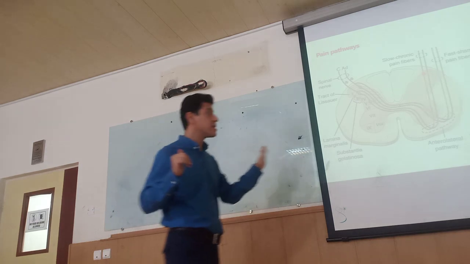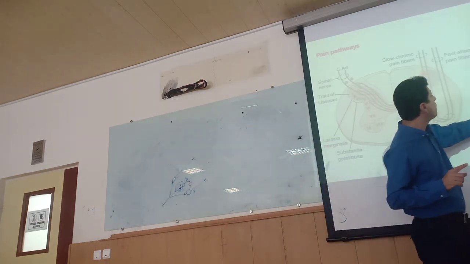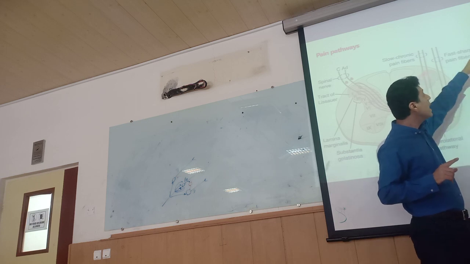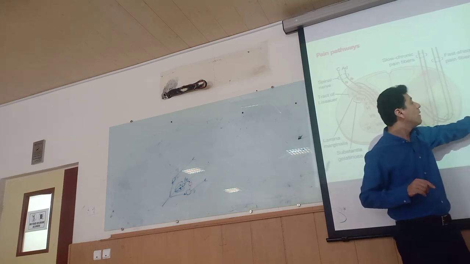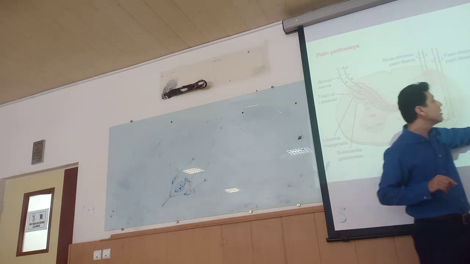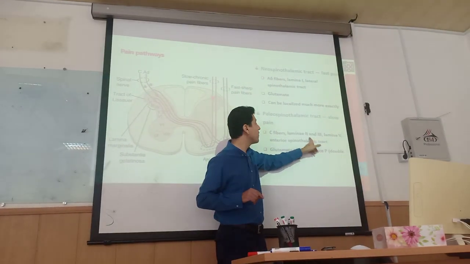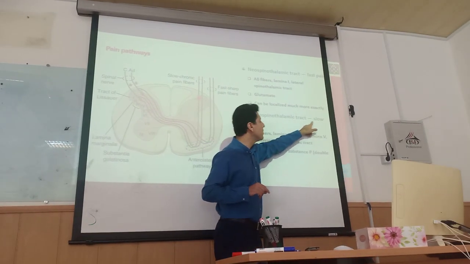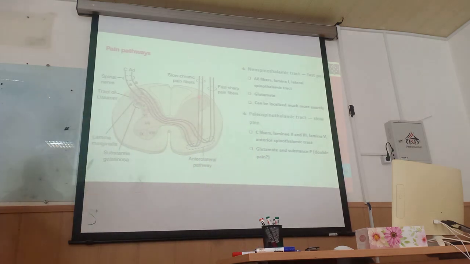Remember from our previous session? And you should know the differences between these two. A delta fibers synapse in lamina 1, but C fibers synapse in lamina 2 and 3, and from here fibers go to lamina 5. So these are very important.